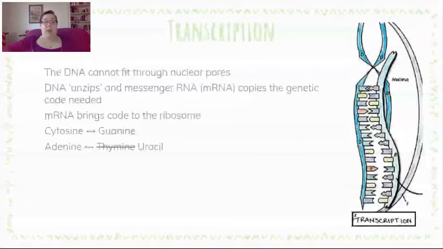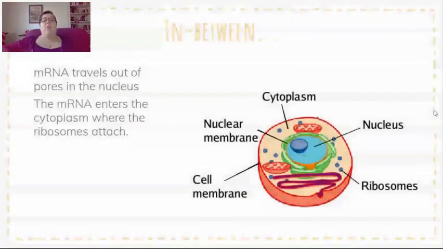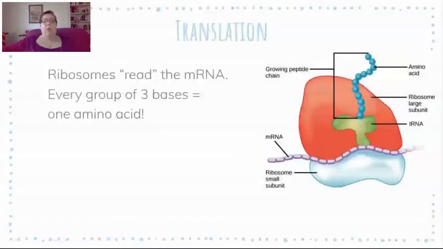So we've taken our DNA, we've pulled it apart, we've made a photocopy. That photocopy travels out of the pores of the nucleus into the cytoplasm. And it floats around in the cytoplasm until it bumps into a ribosome. Remember, ribosomes are our protein-making machinery. Ribosomes then go on to read the mRNA. They read groups of 3 bases to make 1 amino acid.